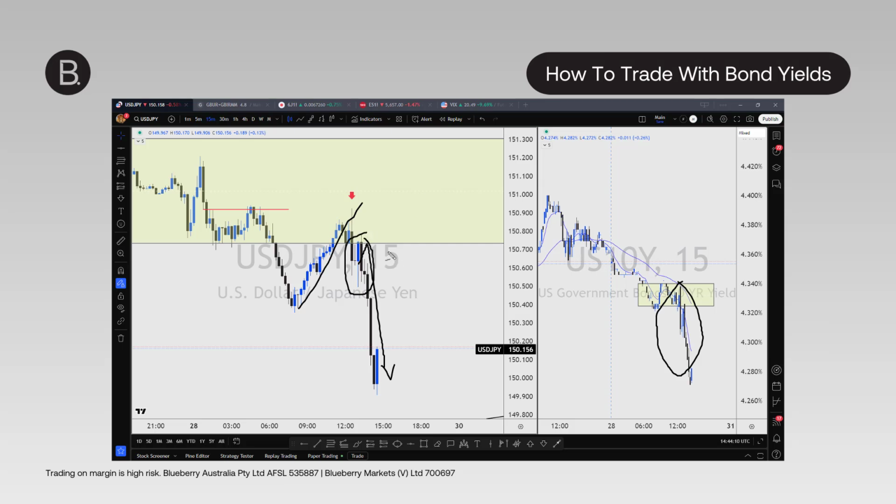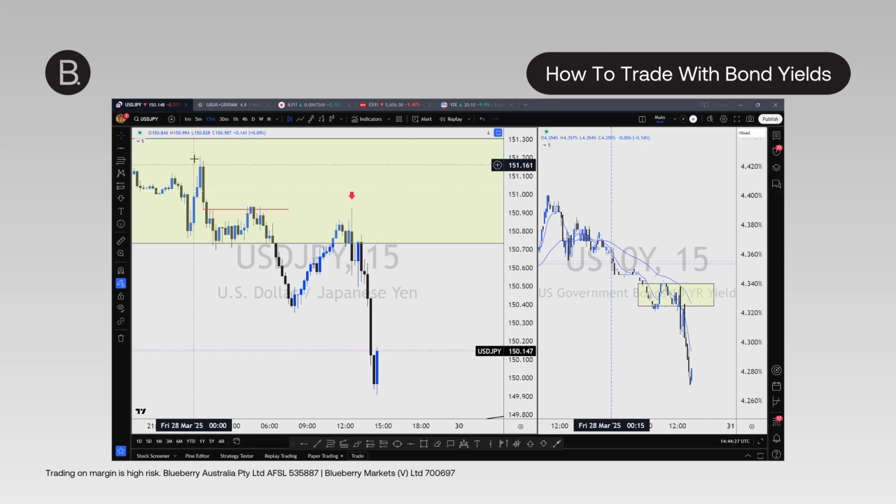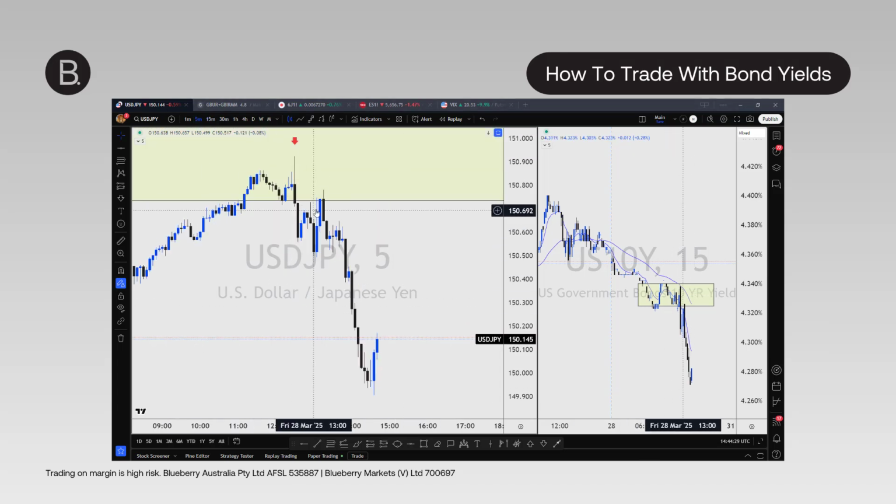This pullback here would have been a really nice one, especially if you went to a lower time frame, let's say the 5-minute time frame. You can see that the 5-minute here tries to form a new higher high but fails to do so. So again, nice little failure to break into a new high. That could have been a really good place to look to get short in the market, in line with this overall sentiment on the 15-minute US 10-year yields.